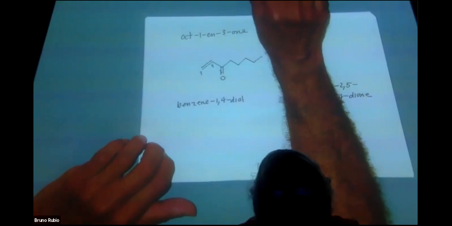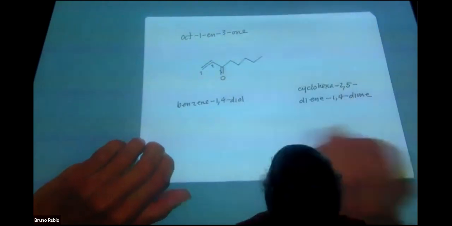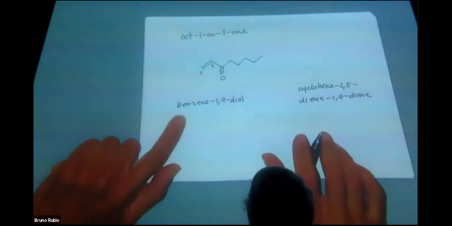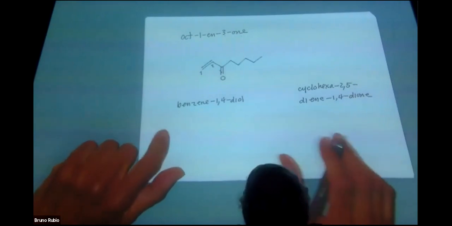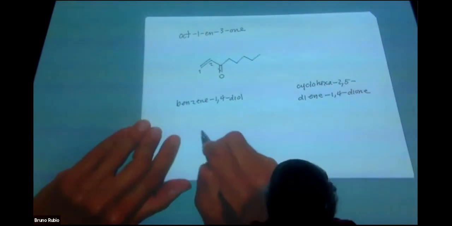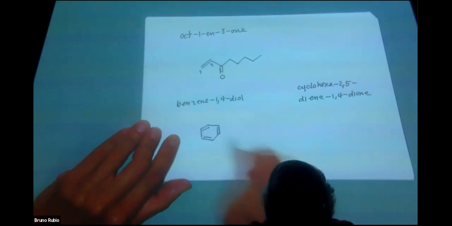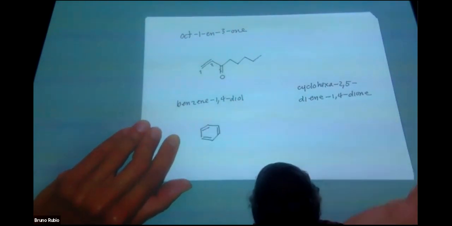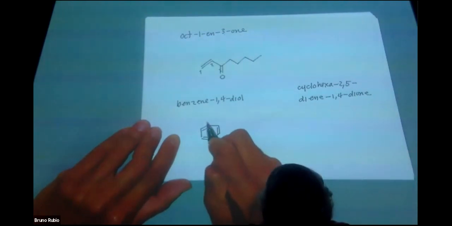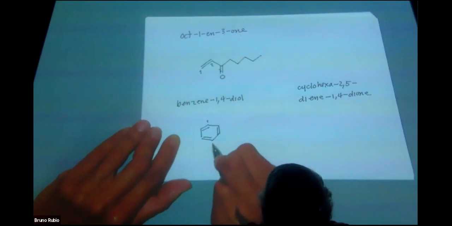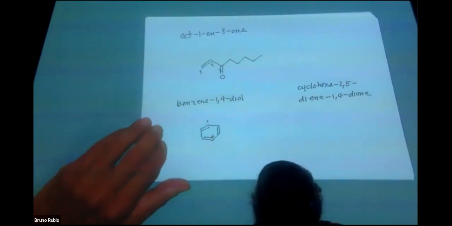All right, so let's cook up the structures of these compounds. Benzene 1,4-diol. So benzene looks like this, right? Number the carbons in benzene. That could be carbon 1 up here, 2, 3, 4 down there at 6 o'clock.